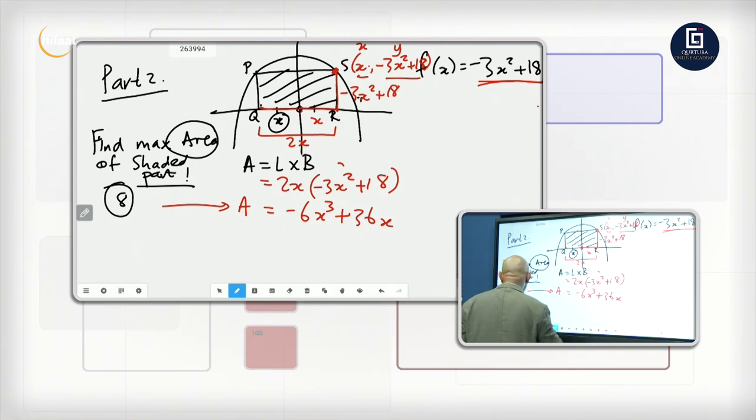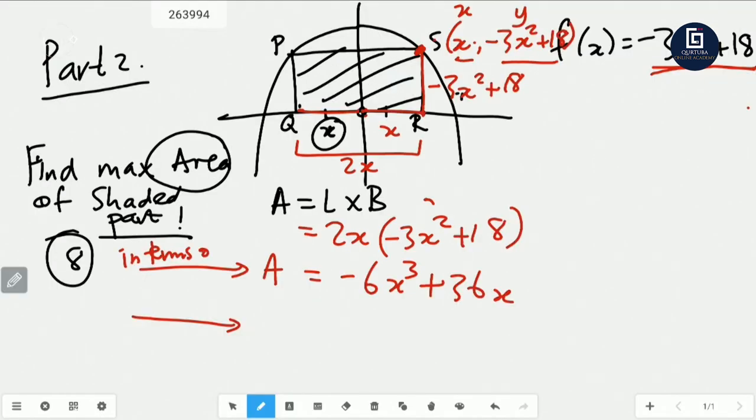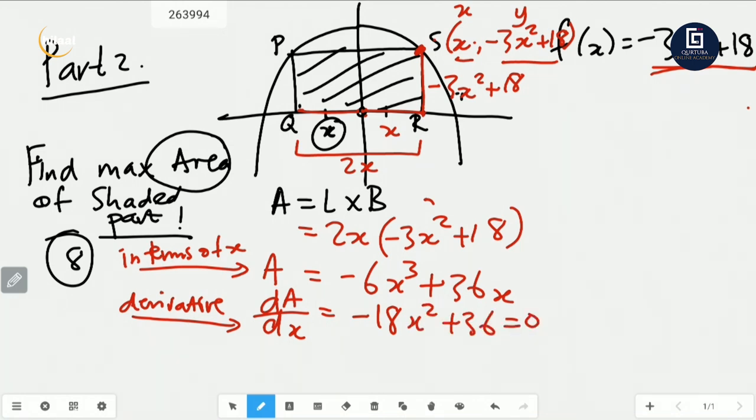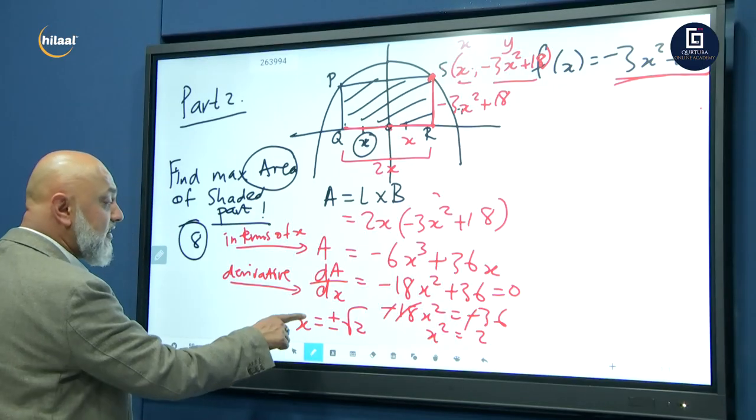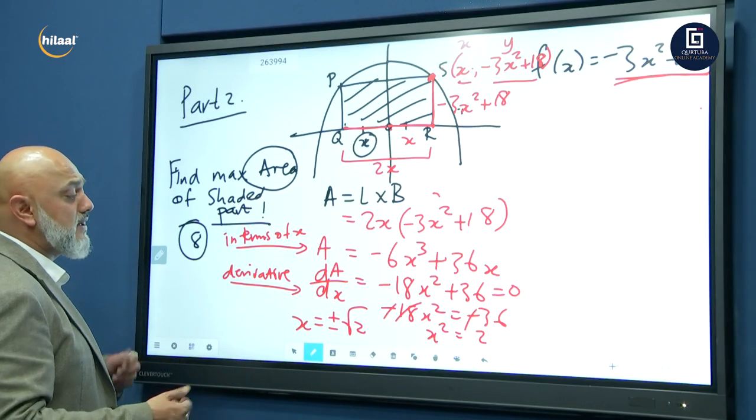Now we need to find step number 2. We need to use the derivative. So this was in terms of x, now we're going to be using the derivative. Therefore dA over dx is going to equal, by the power rule, minus 18x squared plus 36 equals 0. Minus 18x squared will equal minus 36. Negative and negative will cancel. Divide by 18, divide by 18. x squared is equal to 2. So x will equal plus or minus the square root of 2. So that is x giving maximum or minimum area.